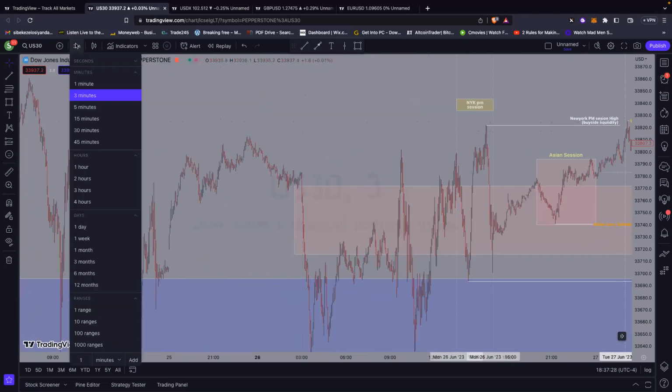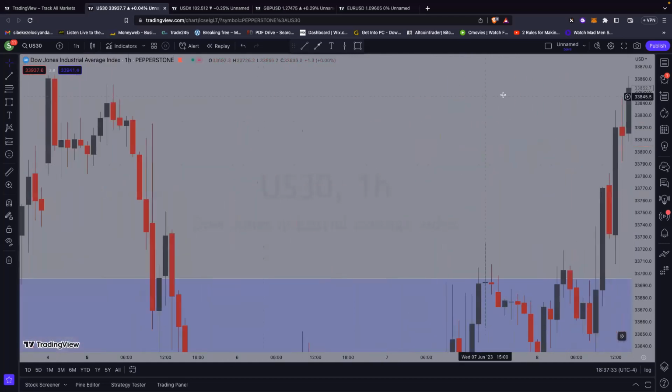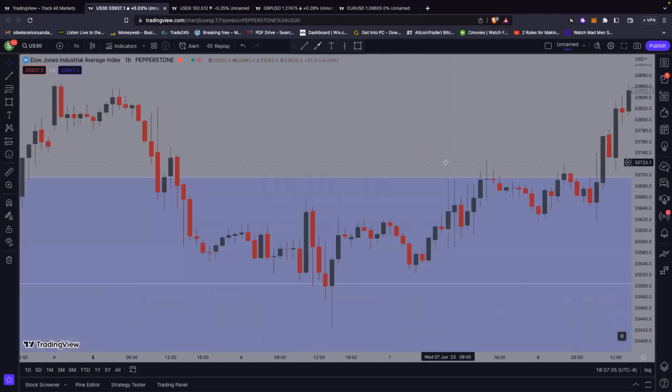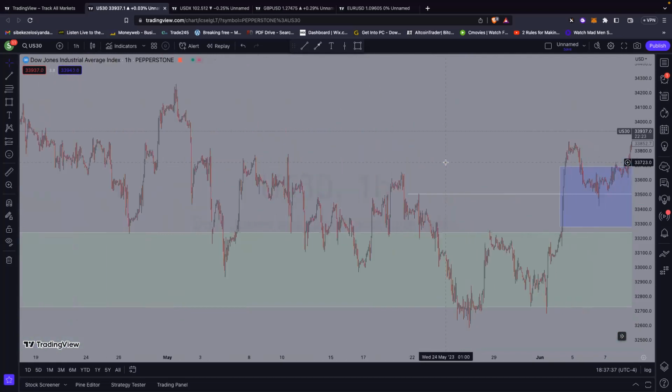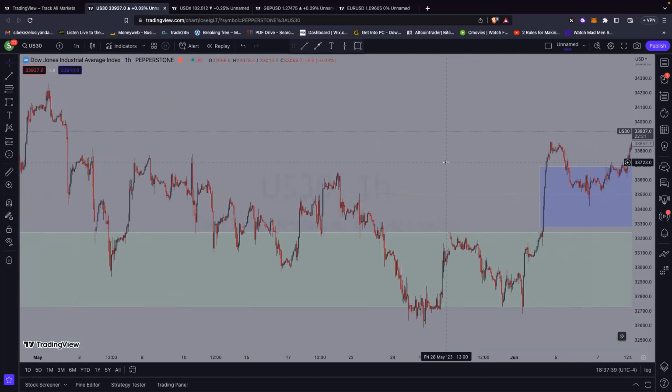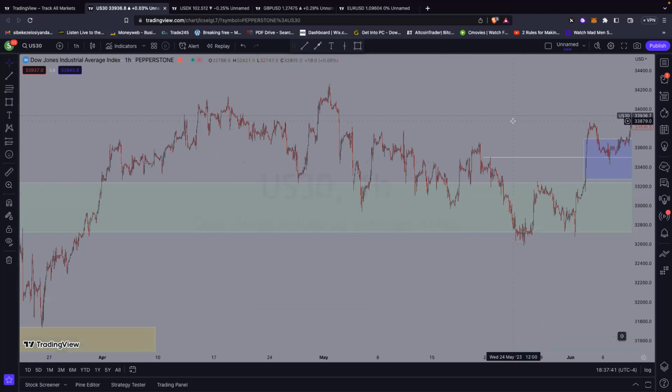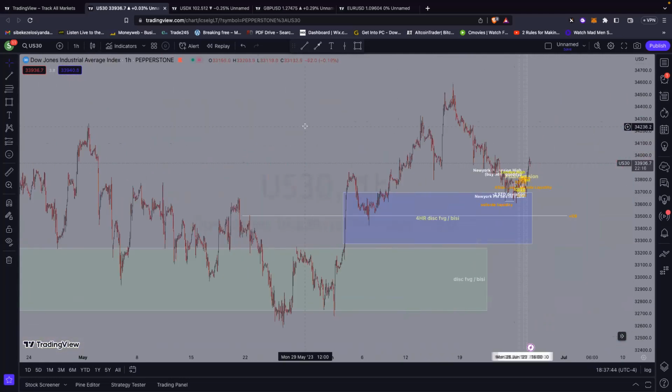You can just go to 1 hour, right? Go to 1 hour, highlight the highs and the lows on 1 hour, and look what happened on a smaller time frame, like 5 minutes, after those highs were taken out. You will see. You can just do this here. Let me just show you.